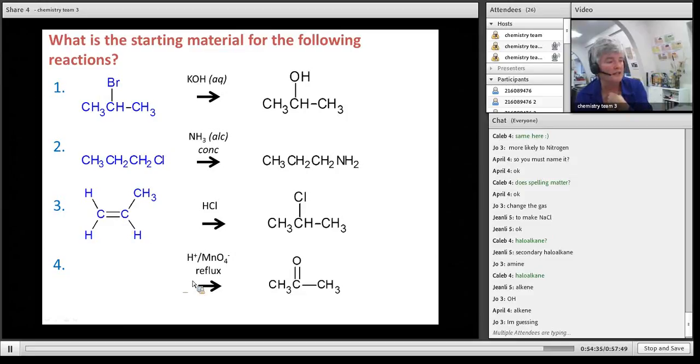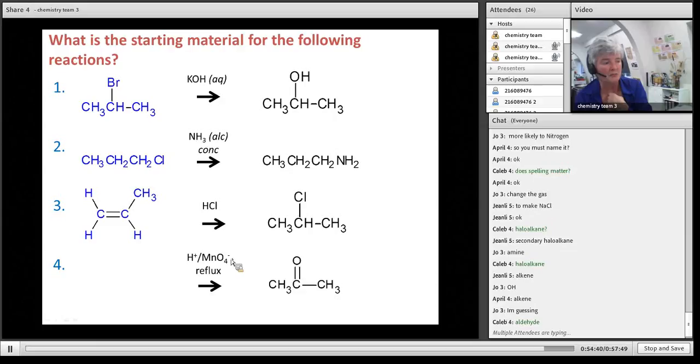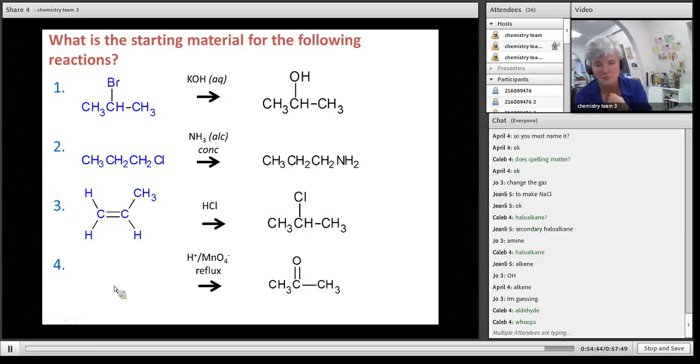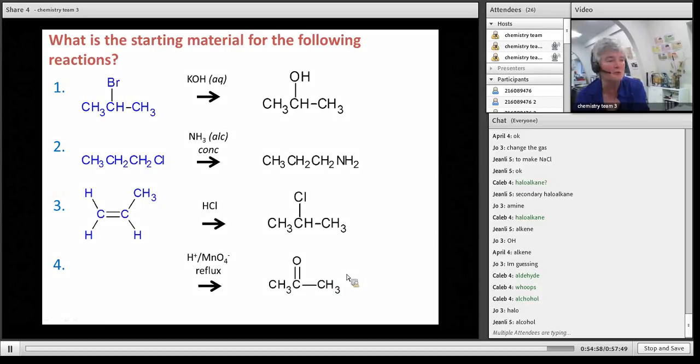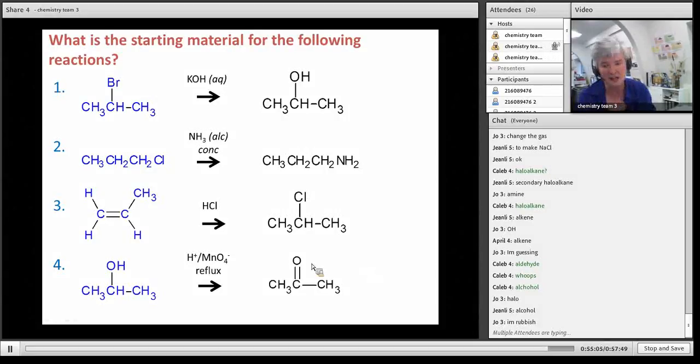And then finally, if I wanted to make a ketone and I'm using permanganate under reflux, what would I have to start off with? Not an aldehyde. An aldehyde would go to carboxylic acid. So great, Caleb, for sorting that. So it would be an alcohol, and more particularly, it would be a secondary alcohol, because a secondary alcohol forms a ketone. Okay, and I think that's it, because now we're going on to aldehydes, and I think we need to leave that for next week.